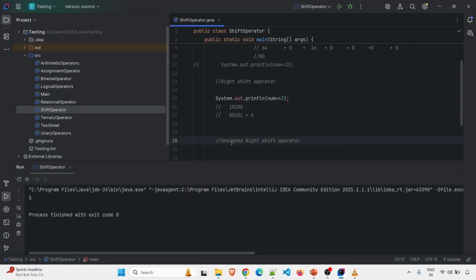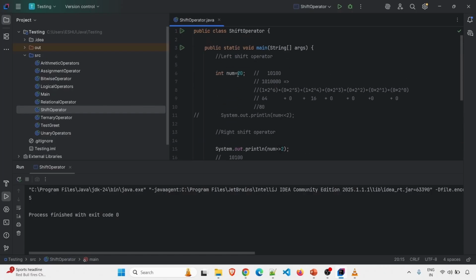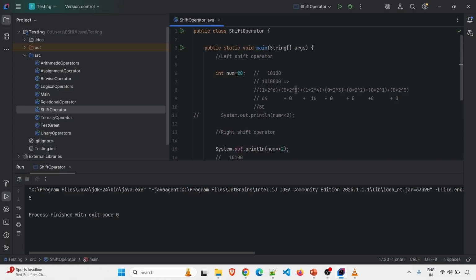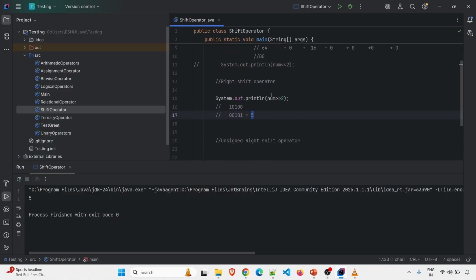Now, what is the meaning of signed and unsigned? Signed means the number can be positive or negative, whereas unsigned means the number will always be positive. If we look at a right shift operator, we have passed it a positive input, and after the right shift operation, we got a positive output. But if we pass it a negative number, after the right shift operation, we will get a negative number. So this right shift operator is the signed right shift operator.